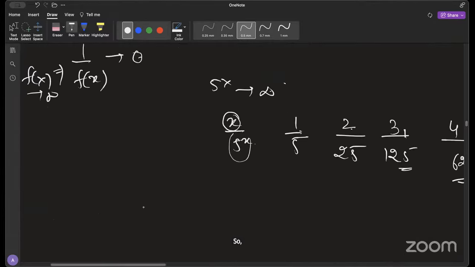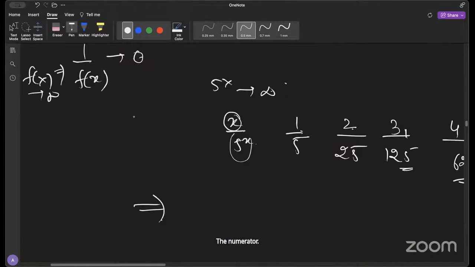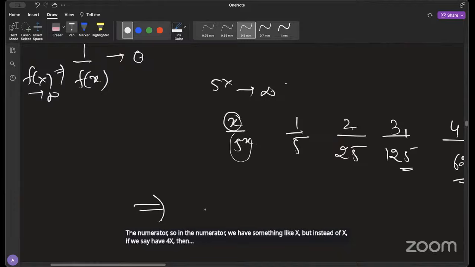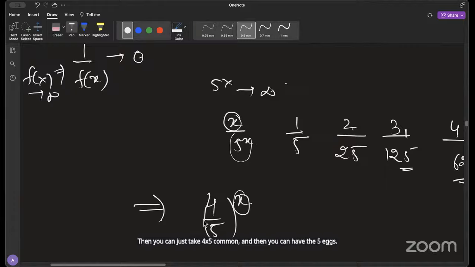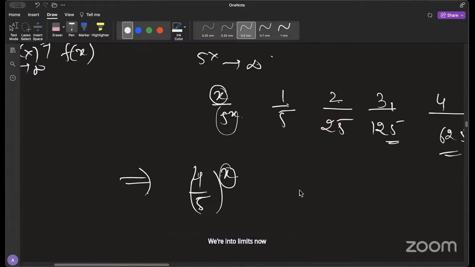So all in all, in the numerator we have something like x, but instead of x, if we have 4x, 4x also doesn't increase that rapidly. Exponential functions do. That's why if you have 4 to the power x over 5 to the power x, you can just take 4 by 5 common and then you have the power x. So if x tends to infinity, 4 by 5 is a number less than 1.